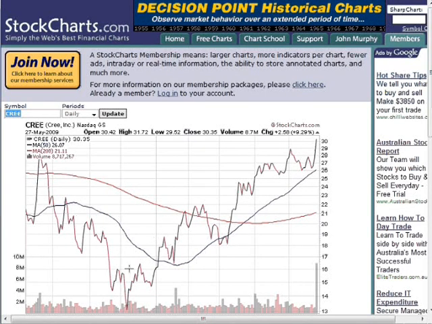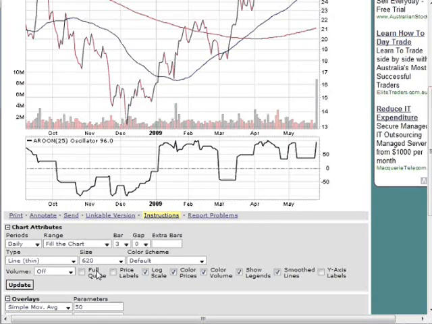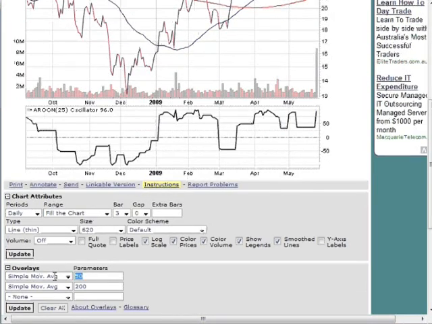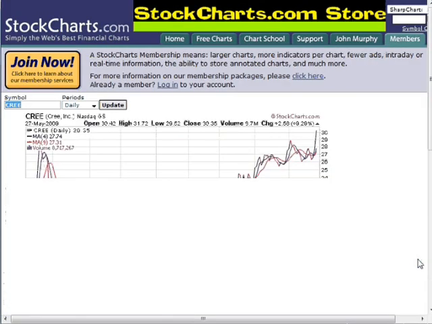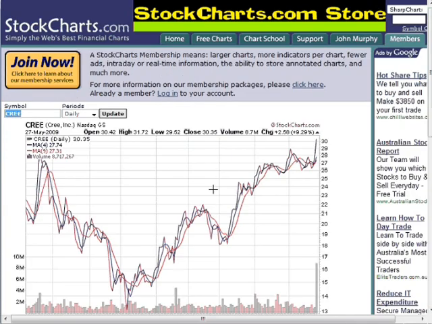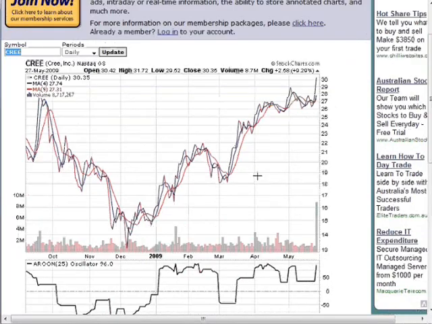Let's look at the moving averages. Let's activate the 4 and the 9 day, and let's update it. Okay, excellent. So what we're seeing now is there's been a cross a couple of days ago. So this is definitely a buy signal, with the 4 day crossing the 9 day. So that's a buy signal.